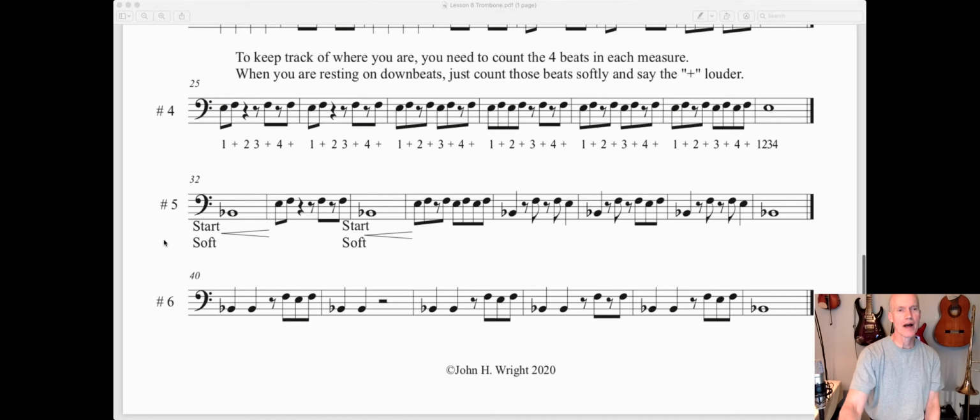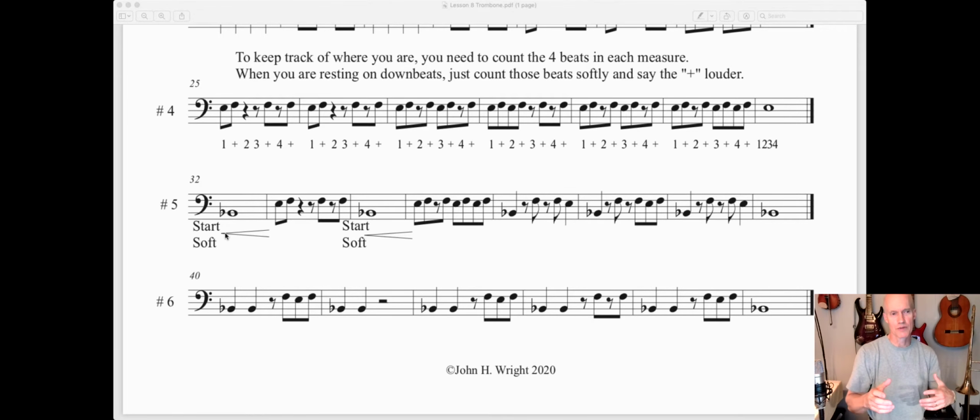And then number 5, here's our crescendo symbol right here. And so we're going to start soft and crescendo. Normally, when you see a crescendo, it won't say the words "start soft." I'm just doing that to train you so that anytime you see a crescendo, you automatically drop your volume level, get softer, and then crescendo and start playing louder.